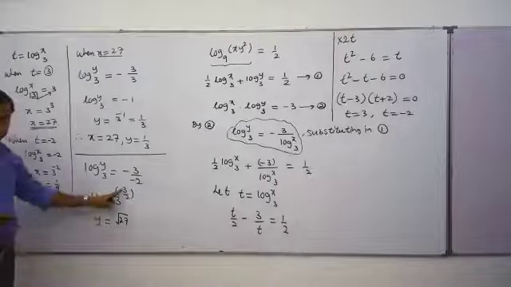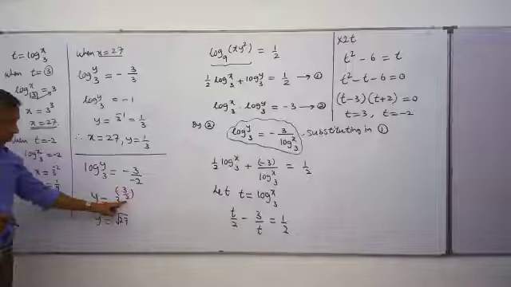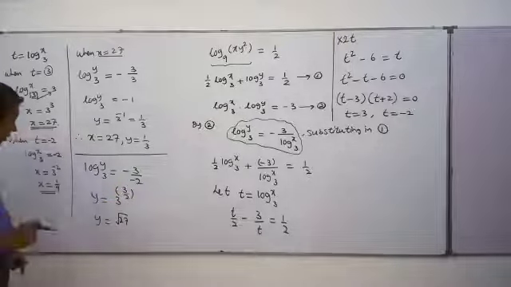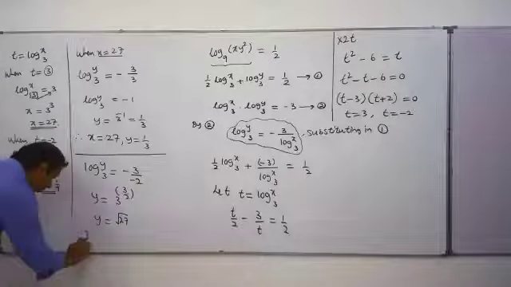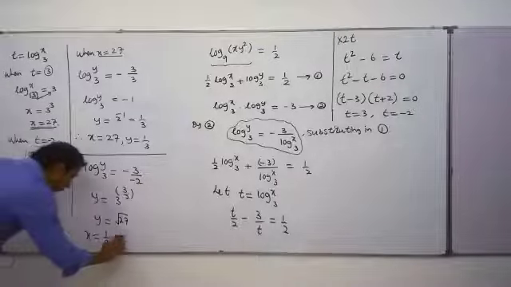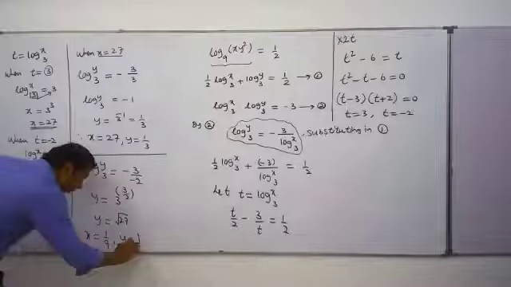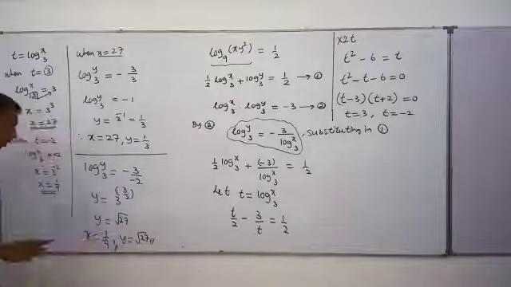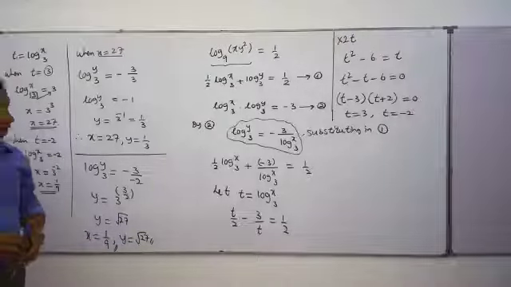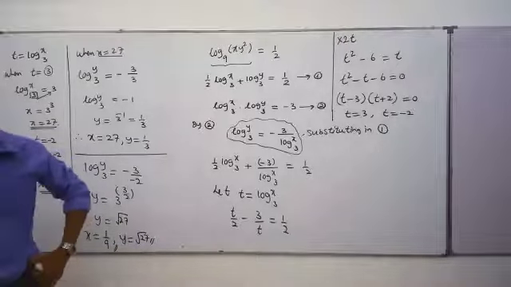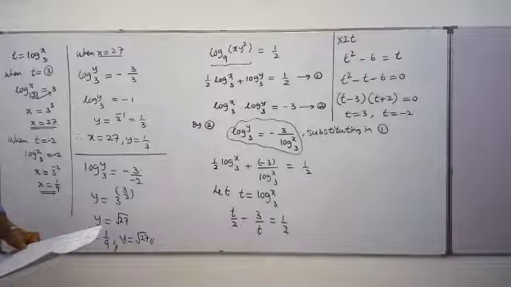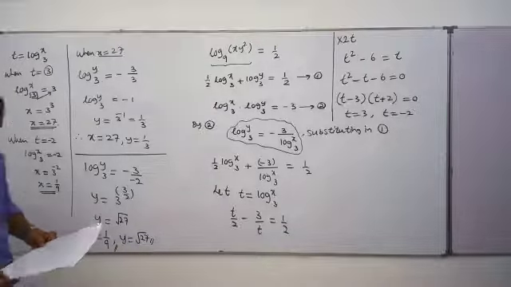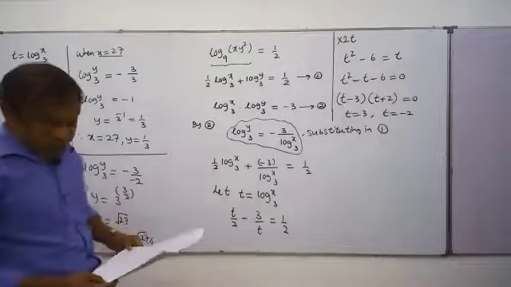3 to the power 3 is 27, power half means square root of 27. So the next answer is when x equals 1 upon 9, y is root 27. That way, x and y both you have to give as the answers. Similar questions are available in question number 7.